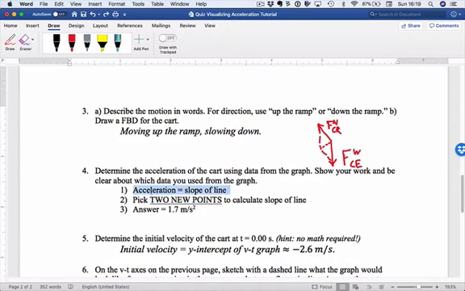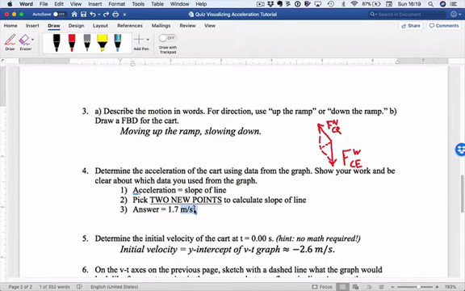Many of you surmised that to get the acceleration you had to calculate the slope, but you forgot your graphing basics right from the very first lab of the year, which is that anytime you calculate the slope of a line, you should pick two new points, not part of the original data set. Doing so yields an answer of around 1.7 meters per second squared.